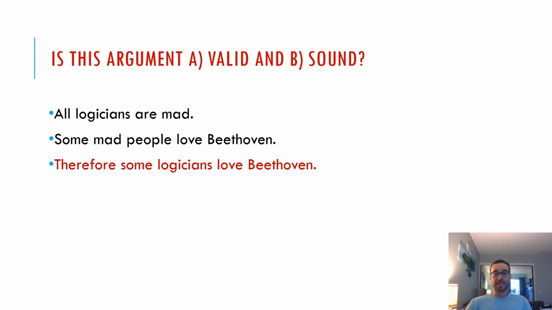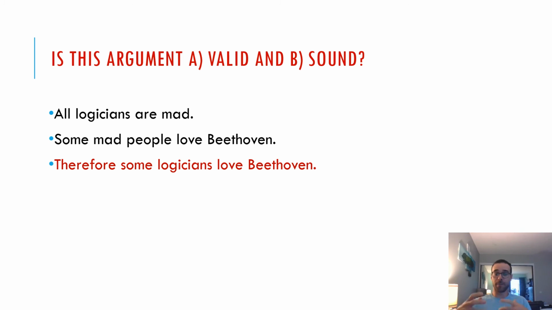The premises do not lead us to the conclusion here. All logicians are mad, but to say that some mad people love Beethoven doesn't mean that those mad people have to be within the same circle of people loving Beethoven as people who are logicians. So in fact, we might see that all logicians are mad, but the mad people that love Beethoven do not overlap with the group of logicians. Therefore, to suggest that some logicians love Beethoven is just not true.